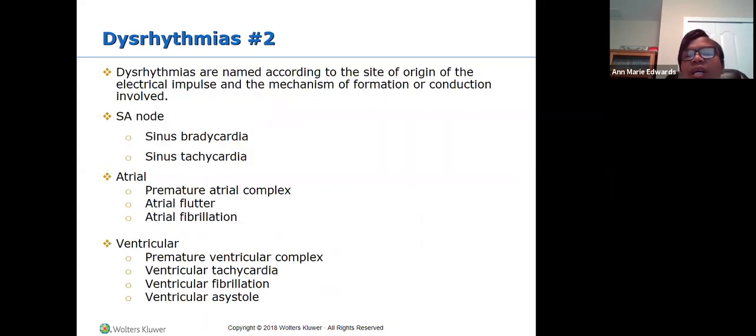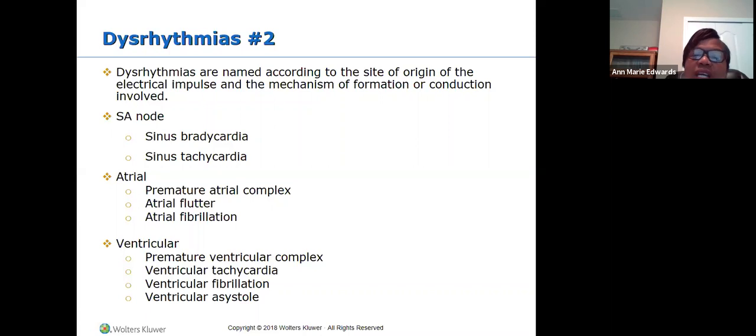Dysrhythmias are named according to the site of origin of the electrical impulse and the mechanism of formation or conduction. We said that already. So from the sinoatrial node, and these are the common ones that you'll see, I did go into a little more than these, you can have a sinus bradycardia. What does that mean? Brady means slow, okay?